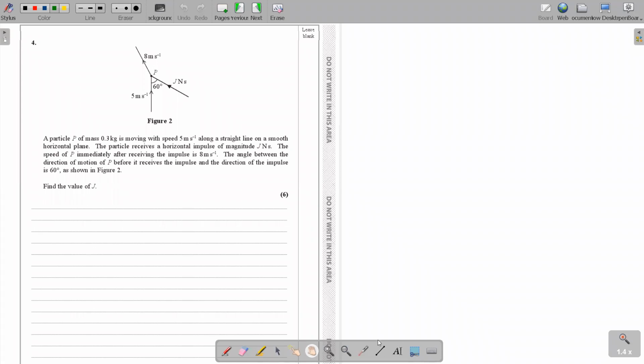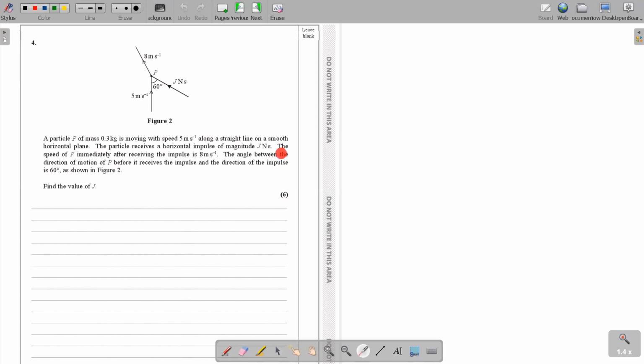Okay, so we'll move to question number 4. A particle P of mass 0.3 kilogram is moving with speed 5 meters per second along a straight line on a smooth horizontal plane. The particle receives a horizontal impulse of magnitude J newton seconds. This particle is moving along this path and then suddenly it receives an impulse. Impulse is that sudden instantaneous force. So you receive the impulse and what happens? Immediately it will change the direction of motion of your particle.